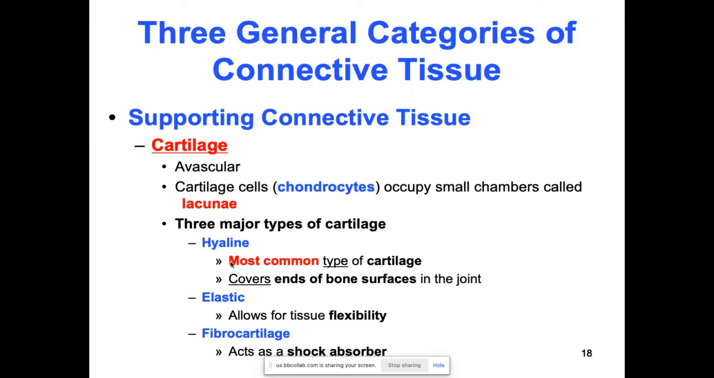So between each of the bones, there is articular cartilage, right? Articulating cartilage, where 2 bones come together. That's your hyaline cartilage. It's the most common type. It's going to cover the ends of the bones, both the proximal and the distal ends of the bone.